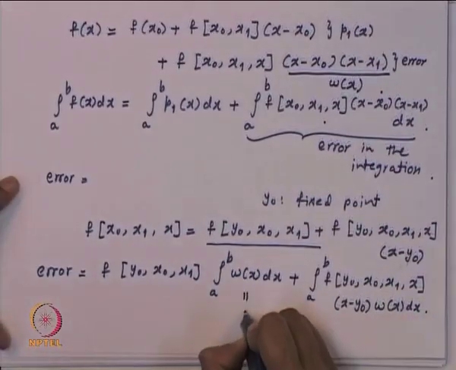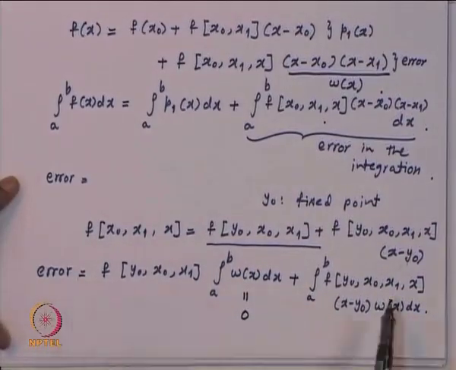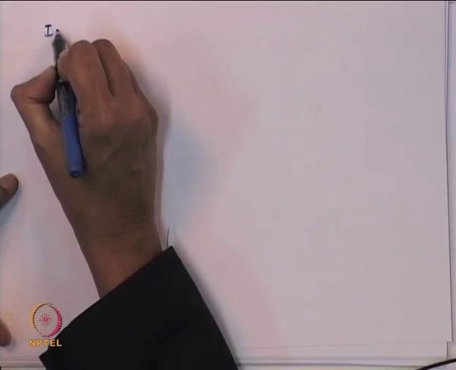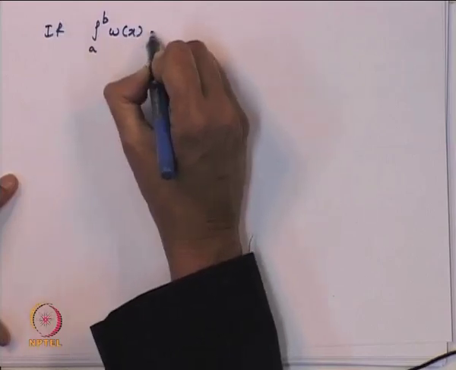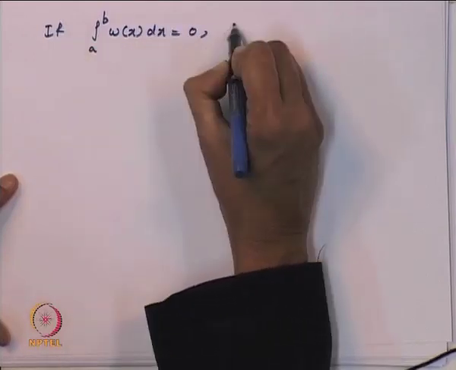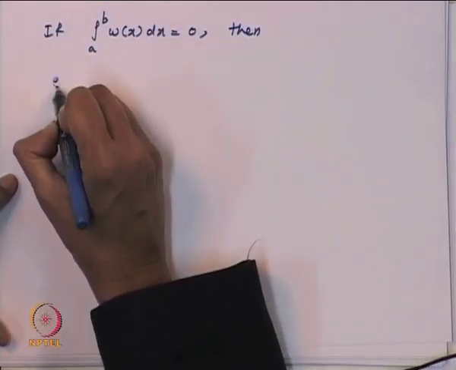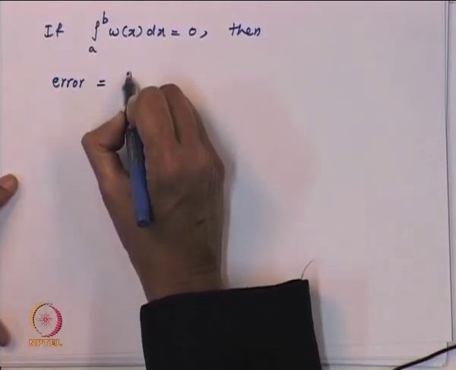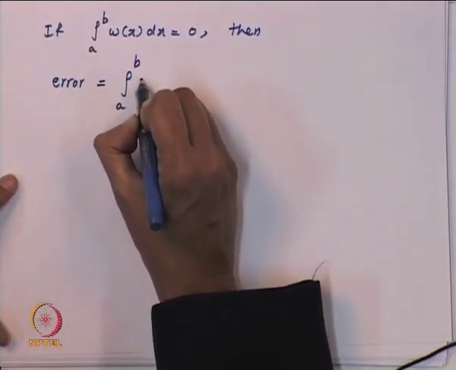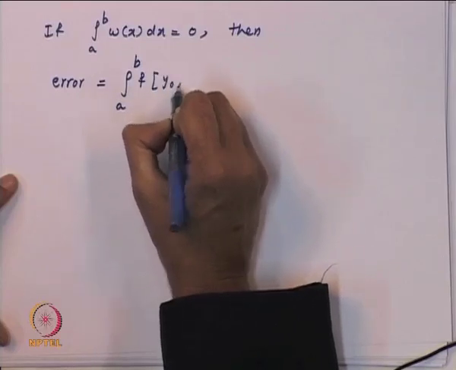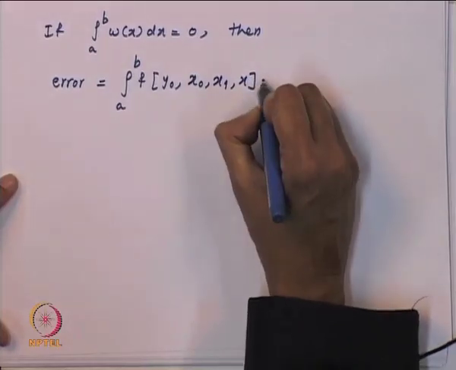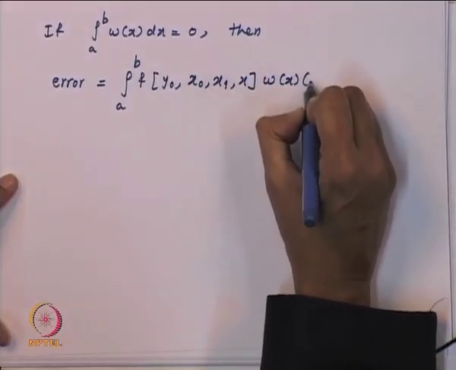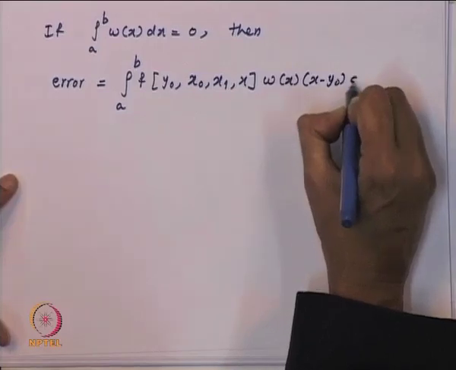So, if this is equal to 0, then our error is going to have this form. So, if integral a to b w(x) dx is equal to 0, then error is equal to integral a to b divided difference based on y0, x0, x1, x, w(x), (x minus y0) dx.